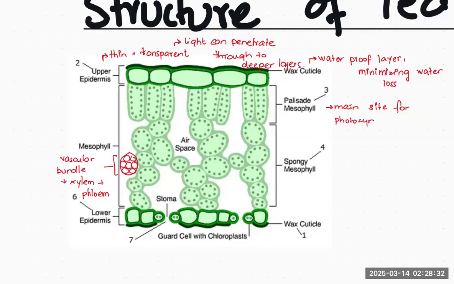They are the main sites for photosynthesis. This is where you find the chloroplast. This is where the chloroplasts are majorly found. They're found in other areas of the leaf as well, but the majority of them are found in the palisade mesophyll cell. And these chloroplasts absorb the carbon dioxide, and their main function is to undergo photosynthesis, right?